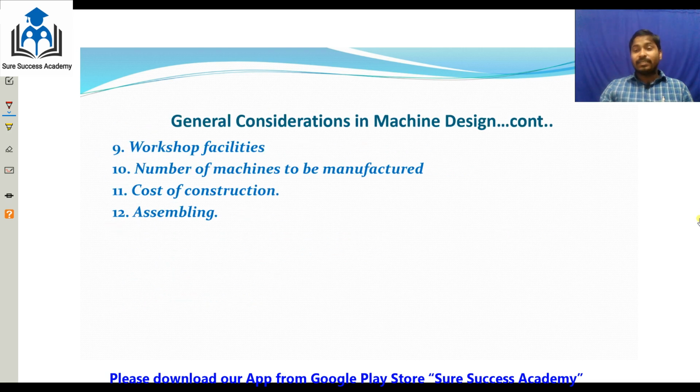Workshop facility: the designer should have an idea of the limitations of the existing workshop of the employer. Based on this you have to design, and you have to consider the number of machines to manufacture. If the number of components is increased, the cost of manufacturing will decrease, but where special care is taken, you can use a special design and the cost will be high, and that doesn't matter. The cost of construction is also important, and the assembly, where you are doing the assembly with less cost, is also important. Okay, in this connection I will stop here.